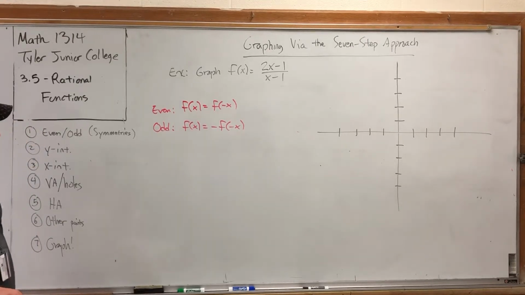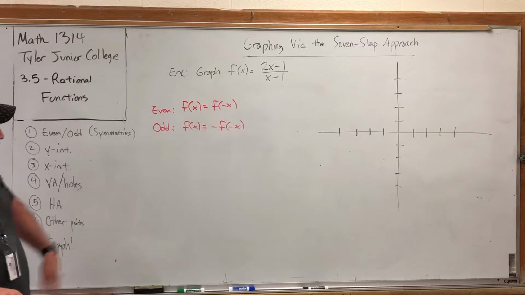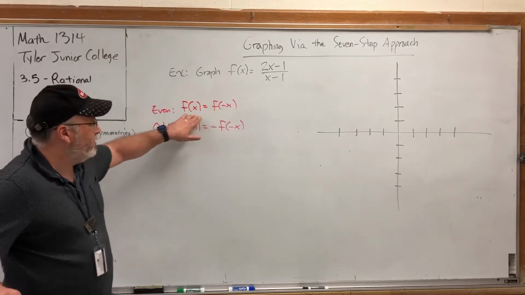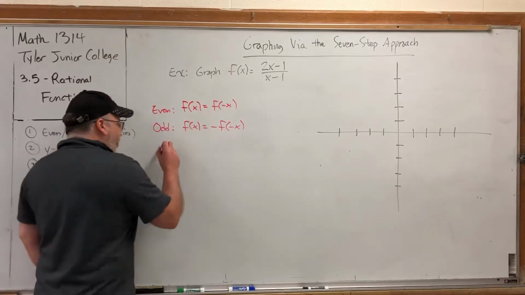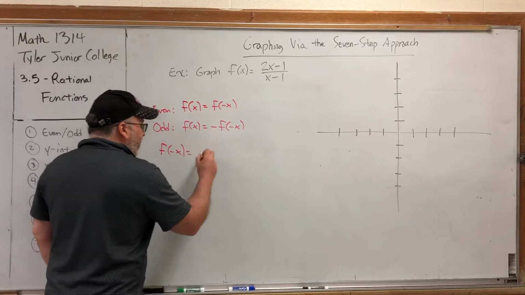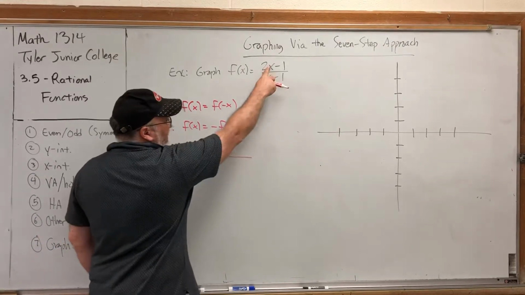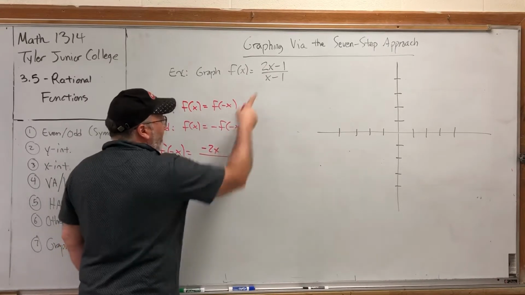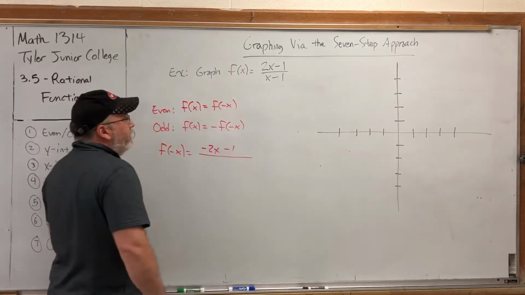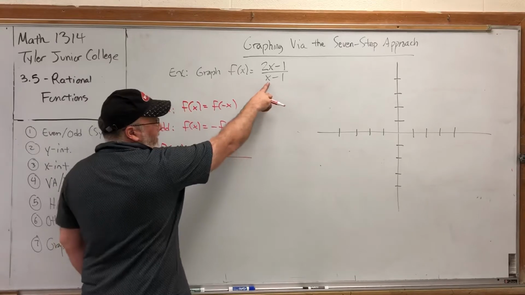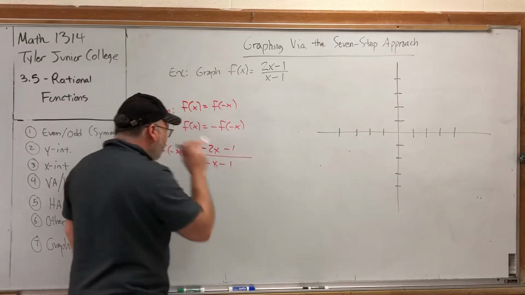To figure this out, we first evaluate f of negative x and compare it to the original. So let's start with substituting a negative into the function, and let's do it efficiently. If I do 2 times negative x, I get negative 2x. That's followed by minus 1. In the denominator, if I put a negative x here, I get negative x minus 1.